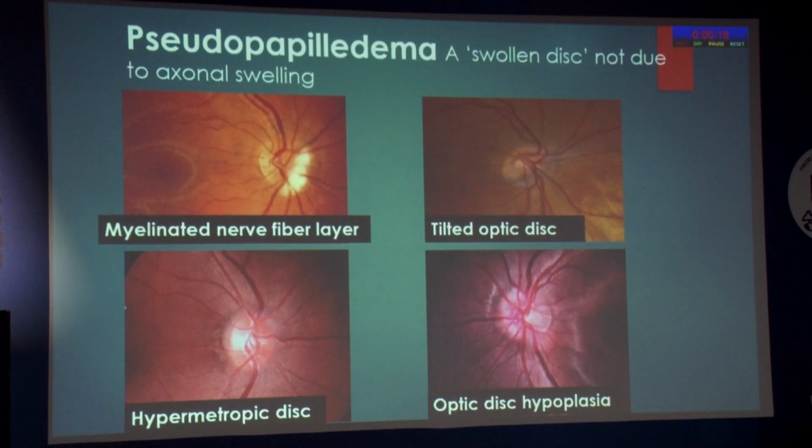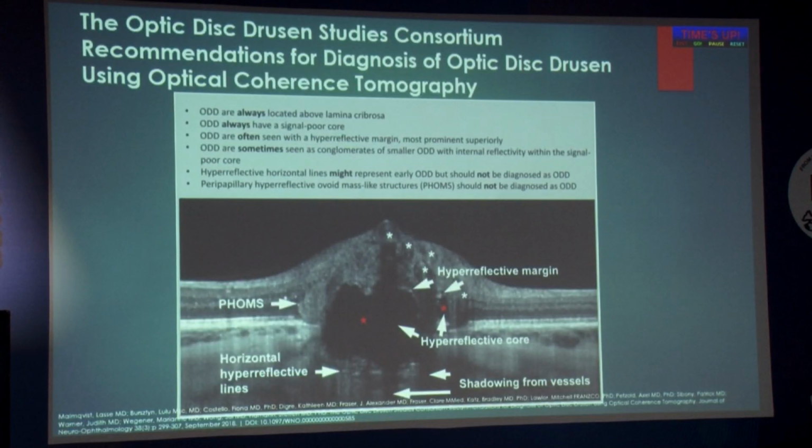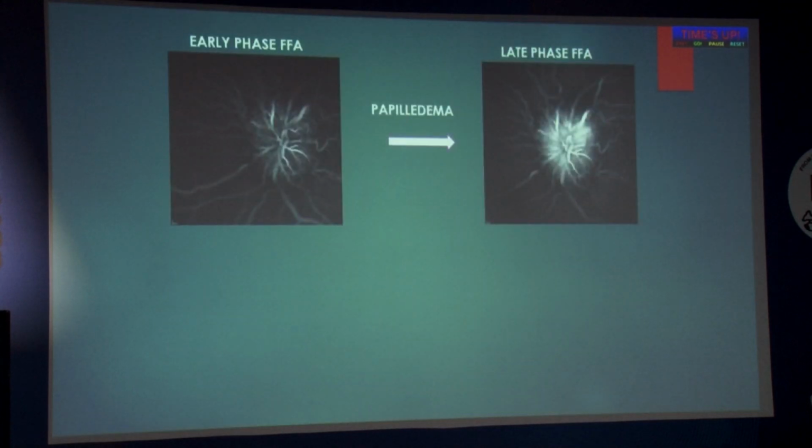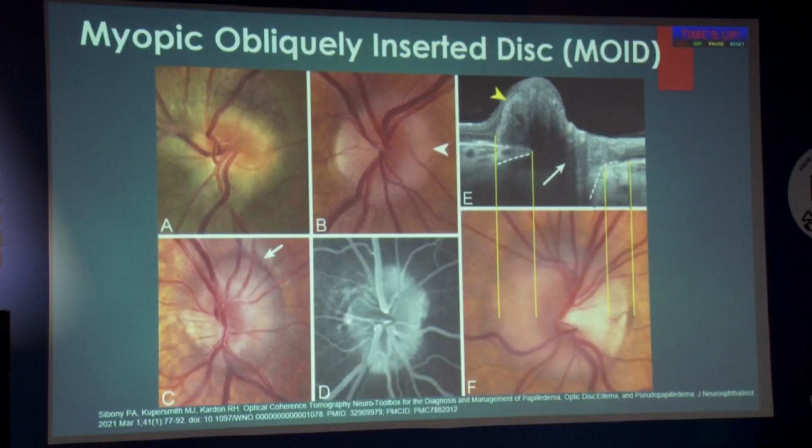These are all the various causes that can be mistaken for true edema: myelinated nerve fiber, tilted discs, hypermetropic disc, hypoplasias. Buried and exposed drusen are very important causes of pseudopapilledema, and you can see a lumpy, bumpy disc on it. And these are the OCT features. So OCT can help in identifying an optic disc drusen presenting as a pseudopapilledema versus a true papilledema. And as I mentioned, fluorescein angiography would show leakage in the early and late phase, whereas drusen would only either show pseudofluorescence or, of course, may show a mild amount of staining in the subsequent period.